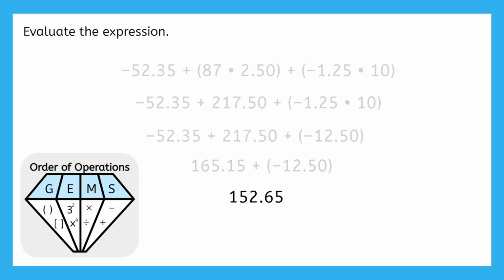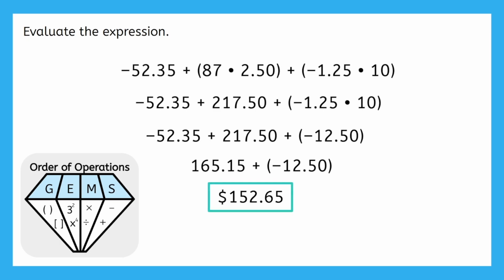Our original expression had dollars for the units, so we'll include the units in our answer. Our profit is positive $152.65. Nice! Thanks for helping me calculate the profit. I've got a few more problems for you to try, though.